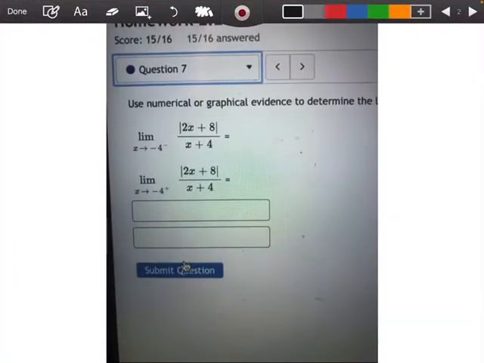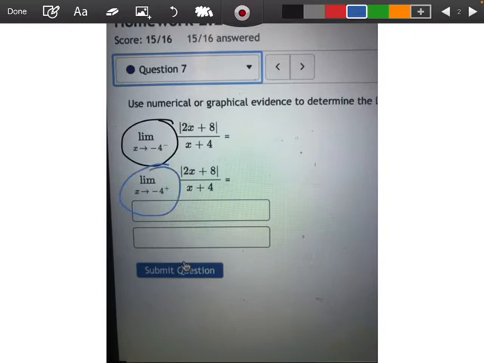All right, so y'all, this is a homework problem out of 2.2, and it says use either numerical or graphical evidence to determine the limits. Okay, so I want you to look at what we're trying to find here. This one says we're looking for the limit as x approaches -4 from the left of the absolute value of 2x plus 8 over x plus 4. And then the second part is what's the limit as x approaches -4 from the right.